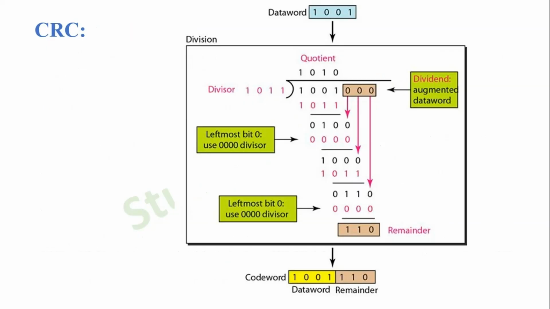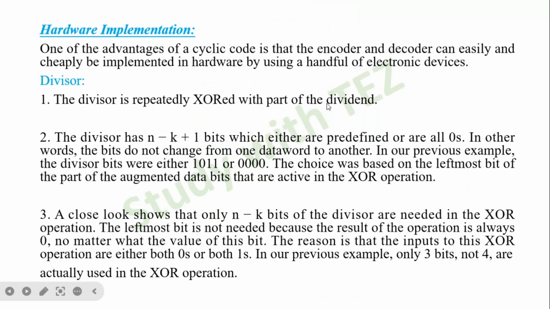What I'm trying to tell you is, this whole thing is a dividend, okay? And a part of the dividend is being XORed. The XOR operation is what I had explained in the previous video. That is, the XOR is happening between a part of the dividend and the divisor, right? So that is what they are trying to say in the very first point.